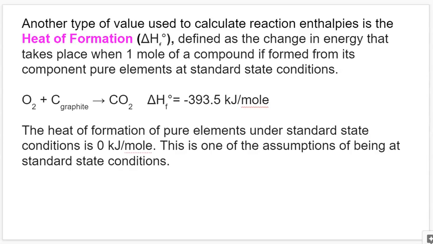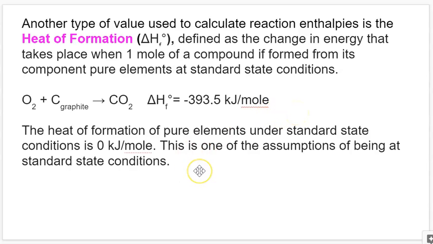All right, so another type of value that we can use to calculate reaction enthalpies is the heat of formation, notated as delta H with the degree symbol and a little f as a subscript. And this is defined as the change in energy that takes place when 1 mole of a compound is formed from its component pure elements at standard state conditions. So what this might look like for CO2 is CO2 being formed from pure oxygen and pure carbon. And it has a value associated with it. So for CO2, the heat of formation is negative 393.5 kilojoules per mole.